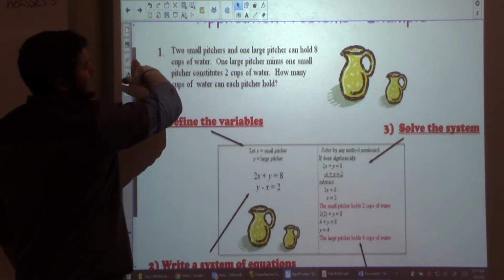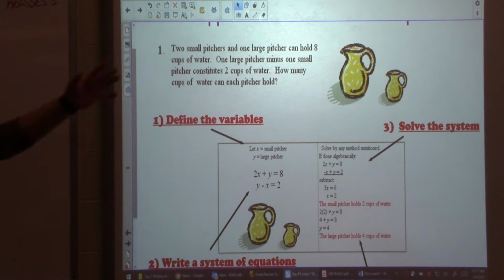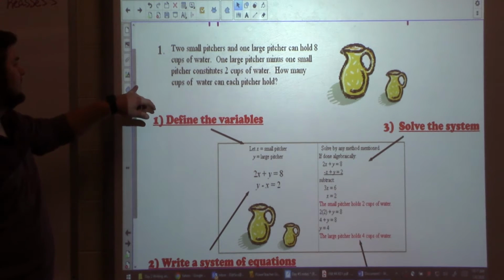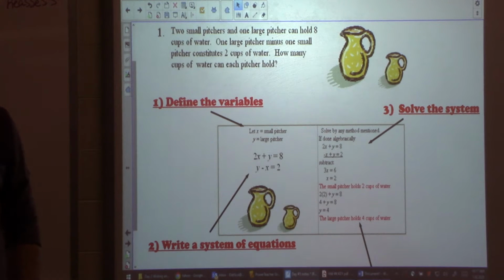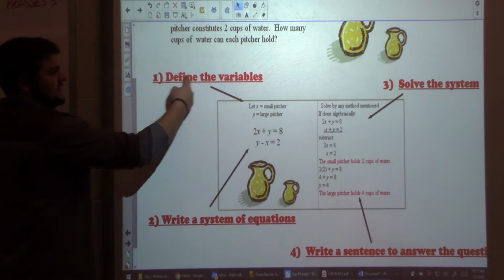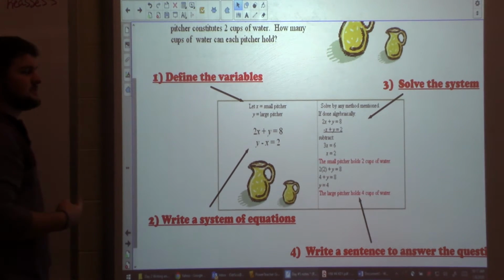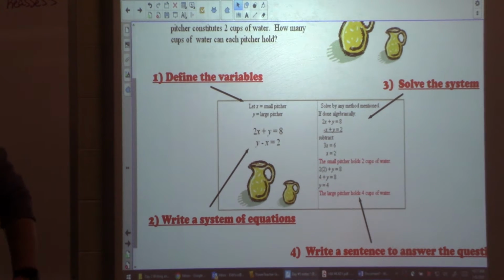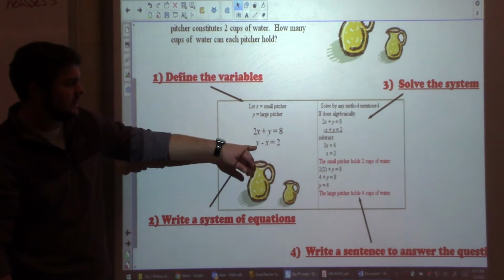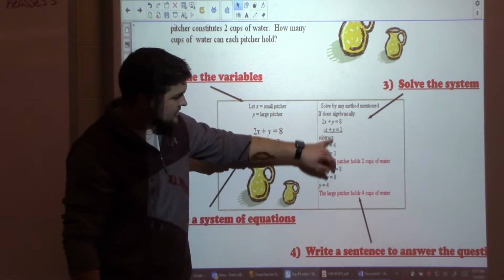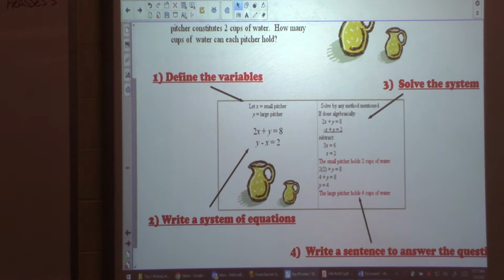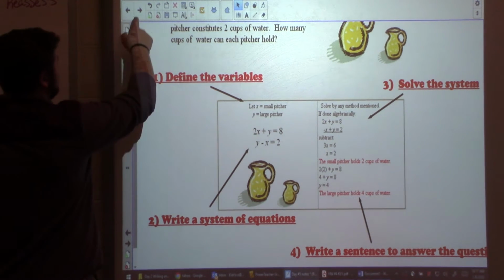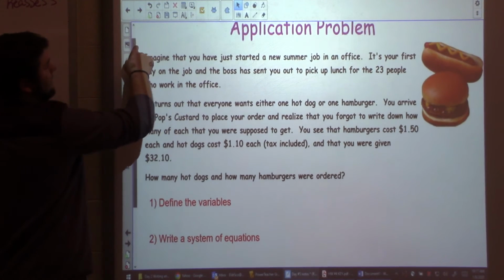So, an example. If they talk about 2 small pitchers, 1 large pitcher can hold 8 cups of water. 1 large minus a small constitutes 2 cups of water. How many cups of water can each pitcher hold? You'll notice they define their variables. They let x be the small, y be the large. They write a system based on the information they're given. They solve that system, and they write a sentence to answer the question. It's pretty easy. We're going to do 2 of them, and we're done.